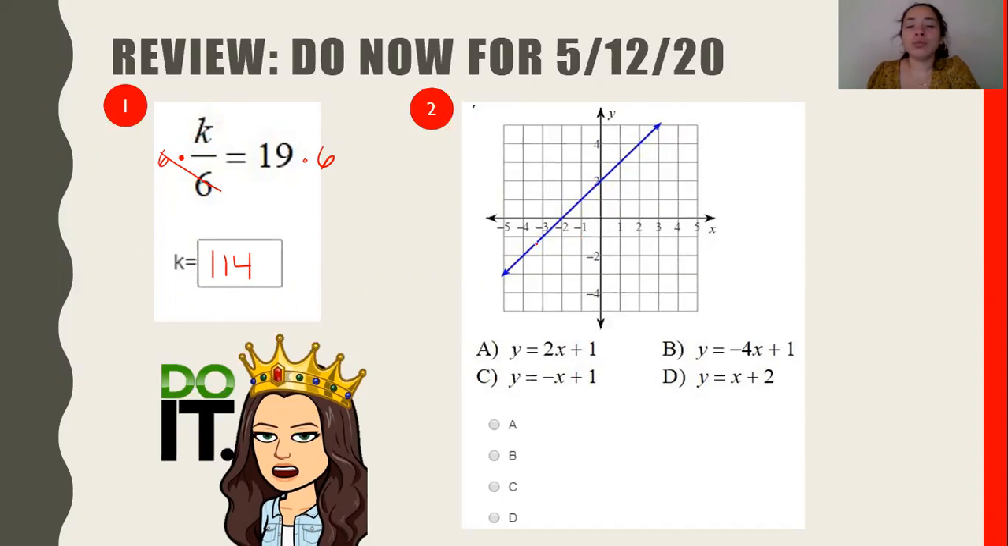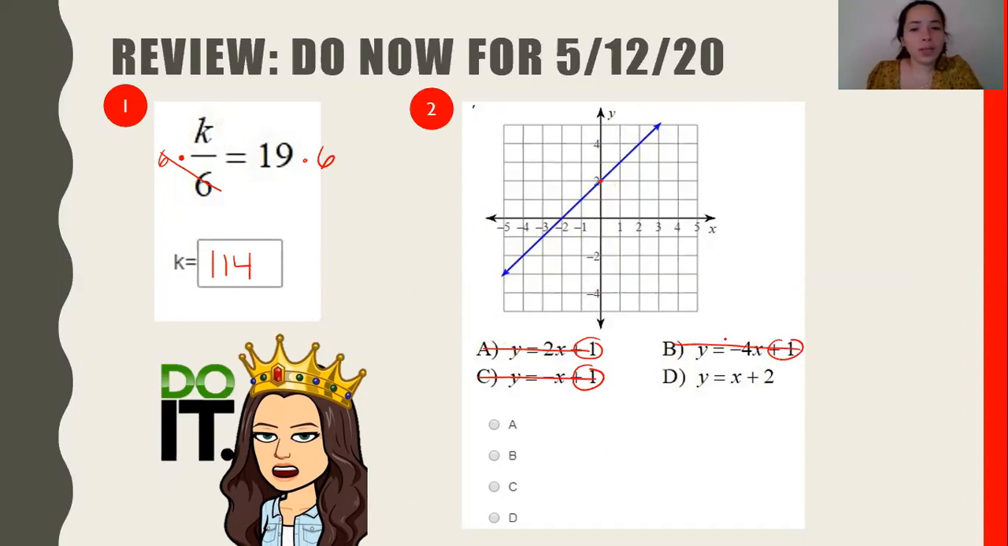Now when we look at question 2, we need to see which equation is represented by this graph. First thing I like to look for is the y-intercept. Looking at the y-axis, I look at where the line crosses, and it crosses at +2. So in my answers, I have to look for the one that has +2 in this space. It cannot be A because it has +1. This one has +1, so it cannot be C. This has +1, so it cannot be B.